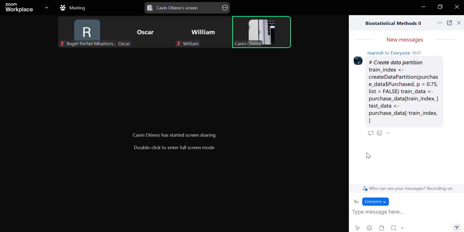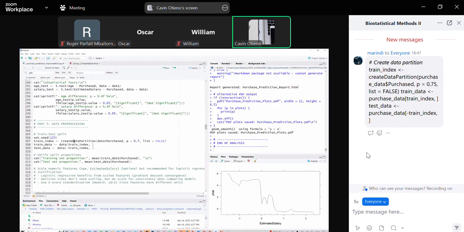We all use this createDataPartition function, and this is the parameter you are changing. For this case, for example, it was given as 70-30, so it's just 0.7, which will take care of the 70-30 split. If you want to move to maybe 80-20, you change it correspondingly.